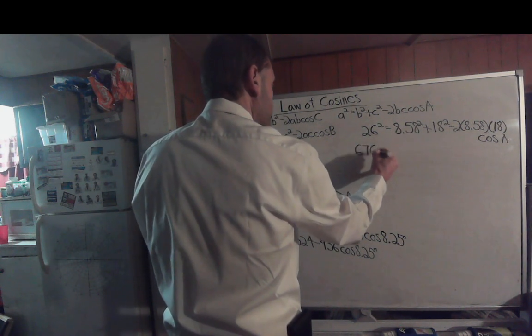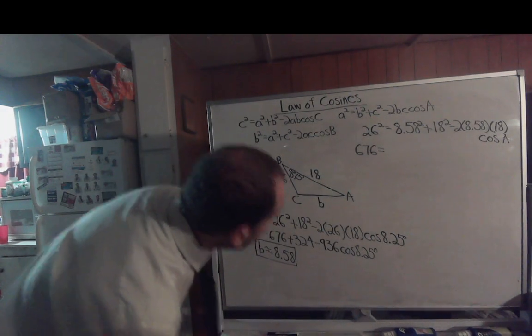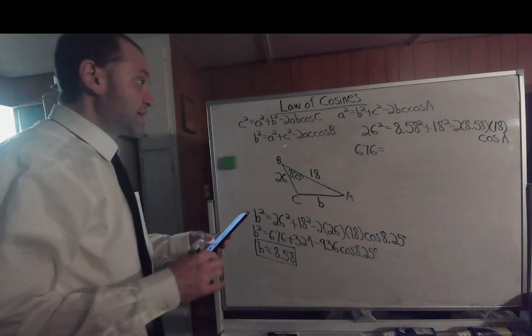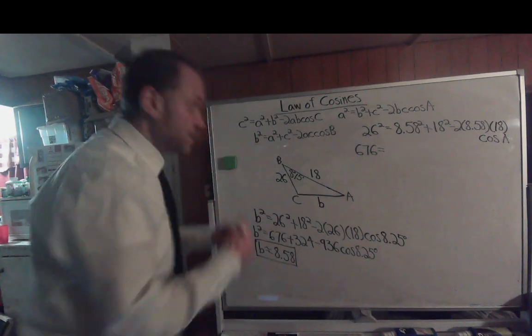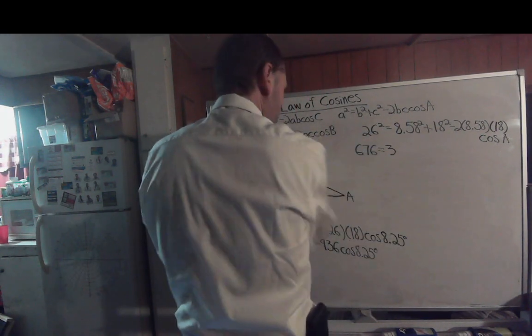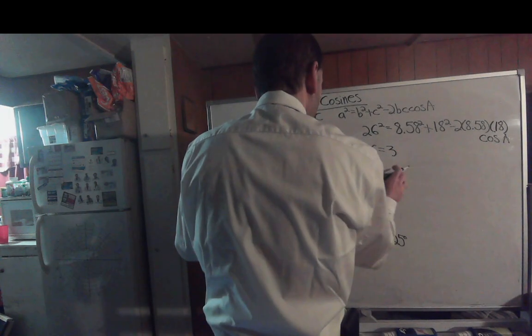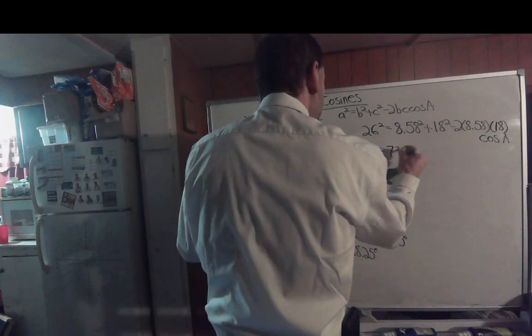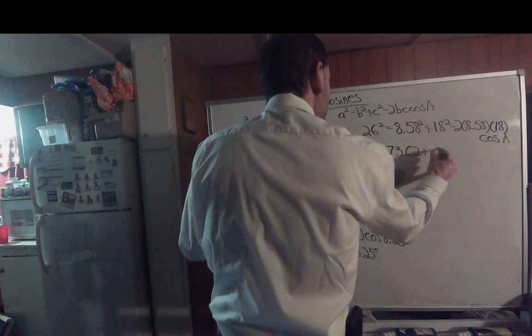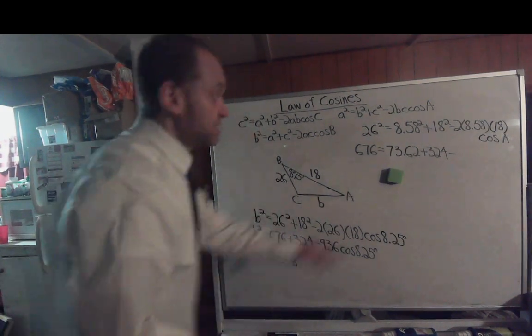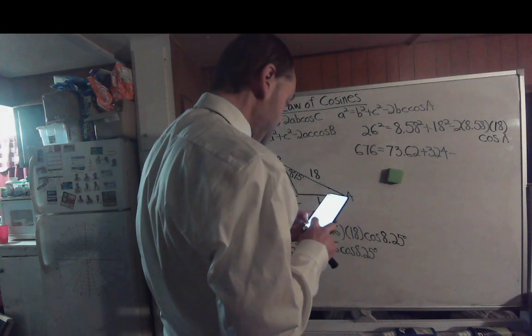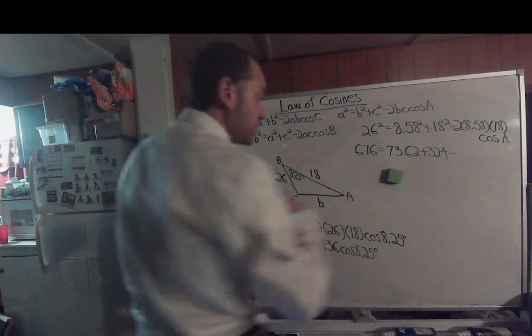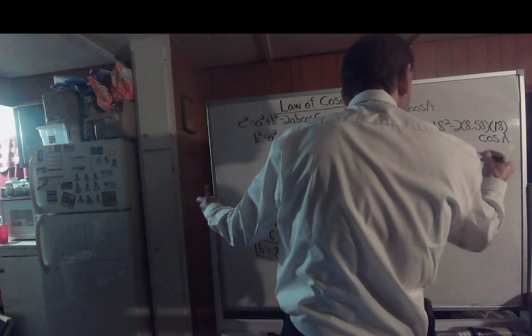So that'd be 676 equals, well, what is 8.58 squared? I'm not exactly sure. It's about 73.62. Okay, 73.62 plus 324 minus, now let's figure out this mess over here. 2 times 8.58 times another 18 gives you about 308.88 times the cosine of A.